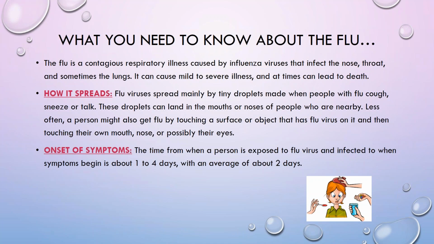How does it spread? The flu viruses spread mainly by tiny droplets. These droplets are made when people with flu cough or sneeze or talk. These droplets can land in the mouths or noses of people who are nearby, and less often a person might also get flu by touching a surface or object that has flu virus on it, and then touching their own mouth, nose, or possibly their eyes.